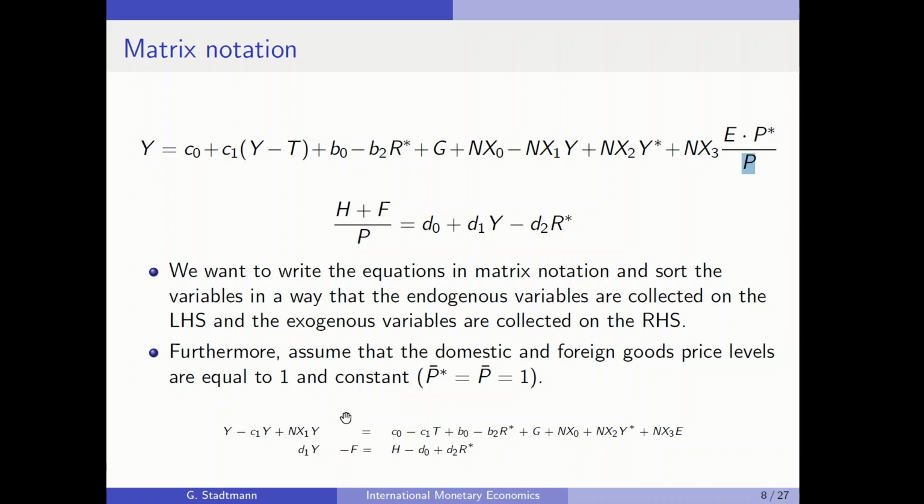The goods market equilibrium condition does not depend on F, so we have nothing on the second position. With respect to the money market equilibrium condition, we have a D1Y on the right-hand side. In case we put this F on the right-hand side, we get a minus F. So we have a positive D1Y minus F. And then we put the D0 on the other hand side, and it pops up with a negative sign, and we put minus D2R star on the other hand side, and it pops up with a positive sign.